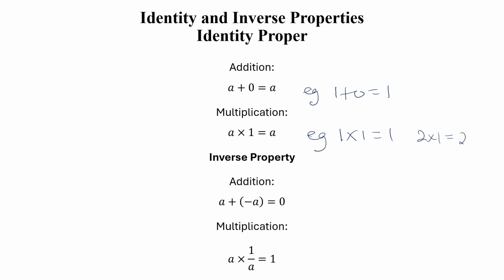Addition of an inverse value: any number plus the negative of that number is 0. So we have 2 plus negative 2 is equal to 0. We also have a times 1 over a, that is a times its inverse, will give you 1. 2 times 1 over 2 is the same as 2 over 2, which is equal to 1.